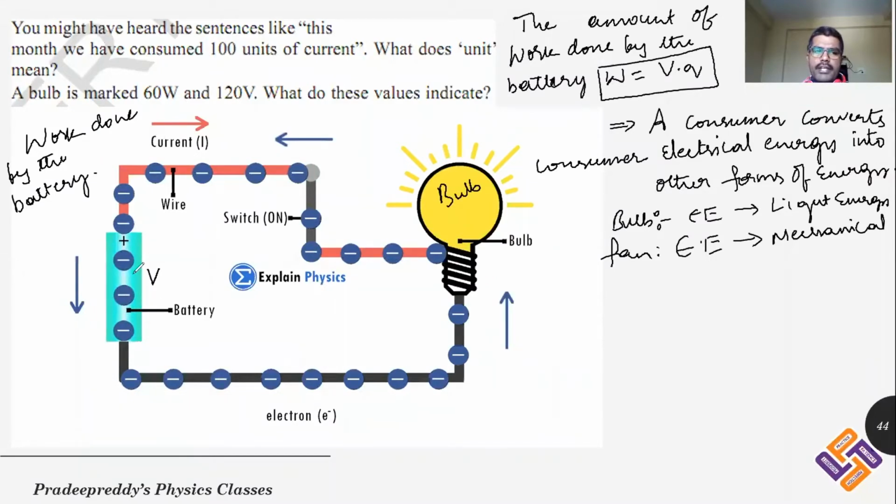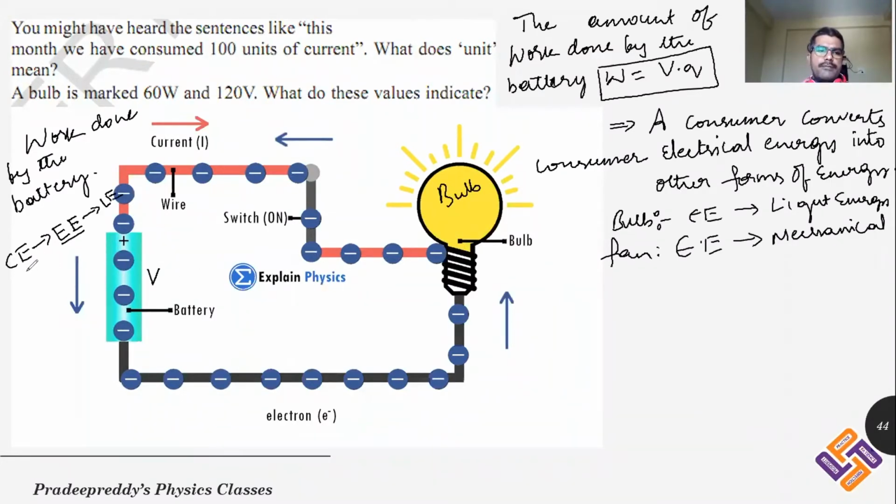What does this battery do initially? The battery stores chemical energy, and this chemical energy is converted into electrical energy. And the electrical energy, when it flows through this bulb, is converted into light energy.